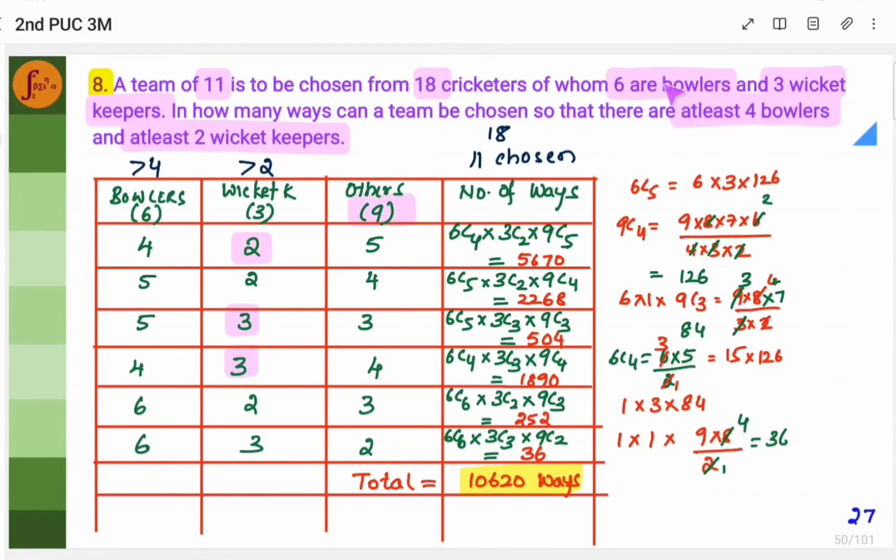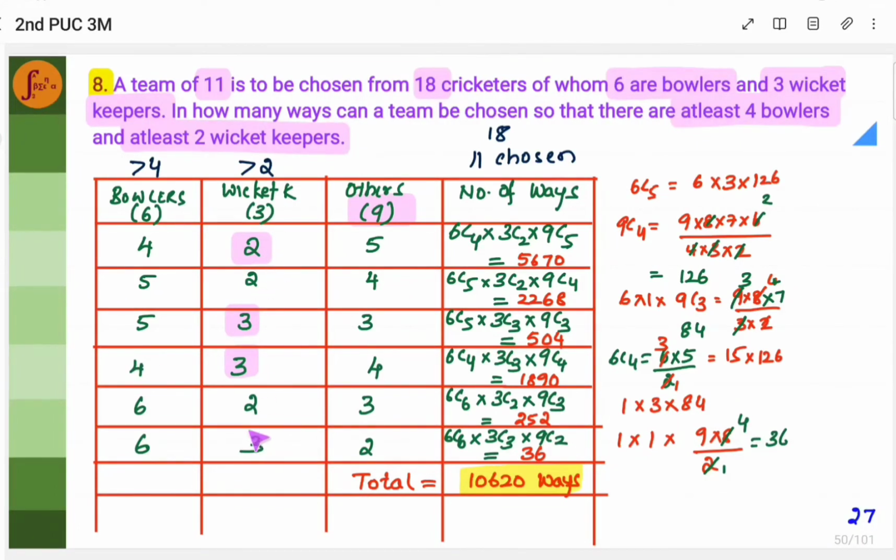So if you have 6 bowlers and 3 wicket keepers, that means 9 are covered. Out of 18, 9 are covered. That means there are 9 others. There are 9 other cricketers who are not bowlers and who are not wicket keepers. So you have to come up with these combinations. If I take 2 wicket keepers, I can choose 4 bowlers, 5 others, and 5 bowlers, 4 others, like this.